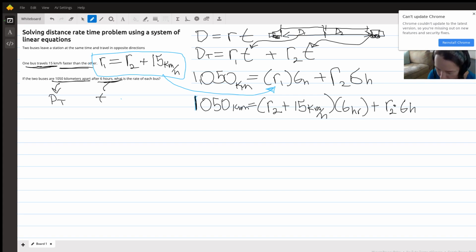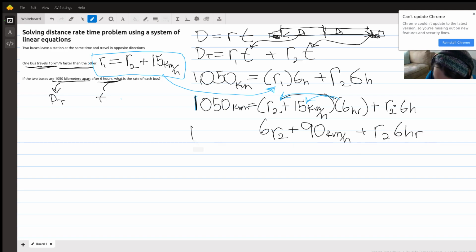Okay, there are many ways that we can solve this. I will go ahead and just do the multiplication, right? We can multiply this 6 here and here, and I'll get 6 times whatever my second rate is, plus 6 times 15, I believe that would give me 90 kilometers per hour. Double check me on your calculator or in your head. And plus our unknown rate 2, also multiplied by 6 hours. And all this will still be equal to 1,050 kilometers.